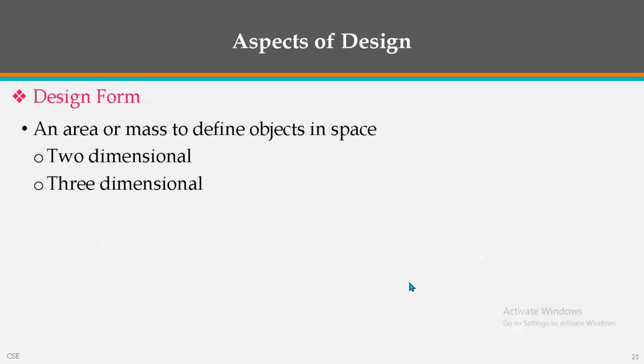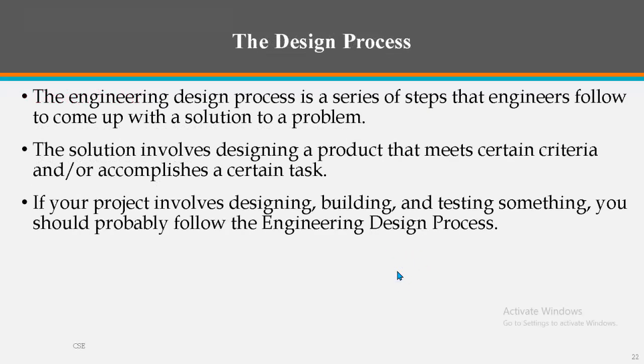Next is form, that is how we define the design. It can either be two-dimensional or 3D. What is the engineering design process? What is a design process? The design process is the process which engineers follow in order to come up with a solution to a problem, such as meeting a certain criteria or doing a certain task. If your project involves designing, you should probably follow the engineering design process.